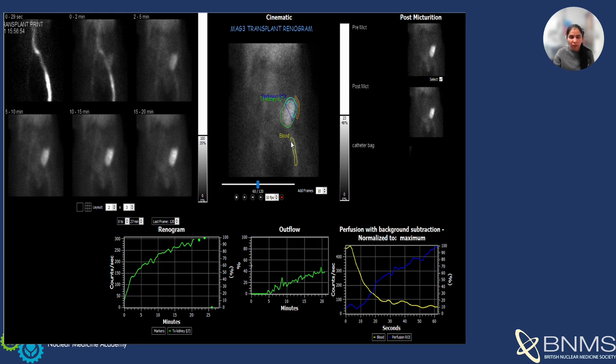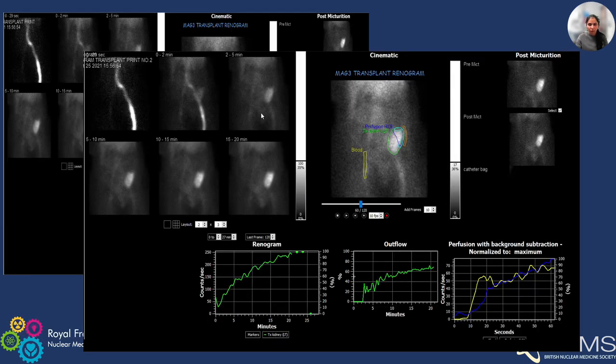As you can see on the perfusion graph, the blood curve is descending instead of ascending, which should be the other way around. So in cases like this, the blood ROI has to be on the opposite side. In the next slide, the ROI was drawn on the opposite side and you will be able to see the difference between them. As you can see on this image, the ROI was drawn on the right iliac artery, and then we can see the difference in the curve pattern.